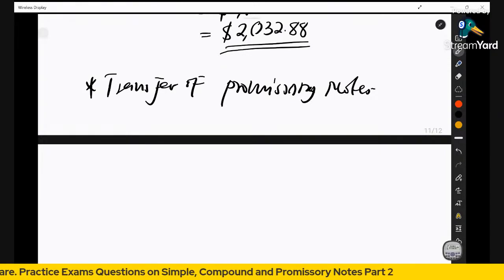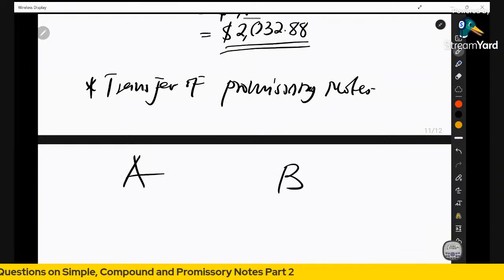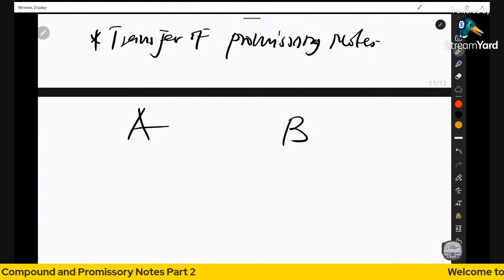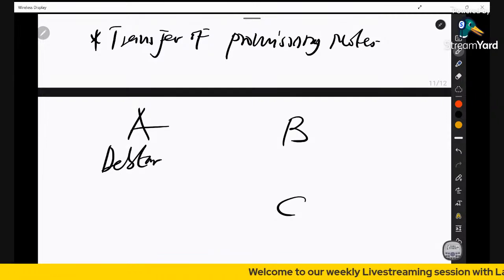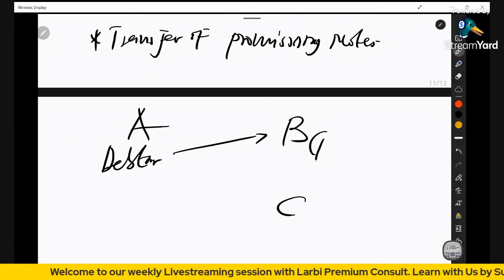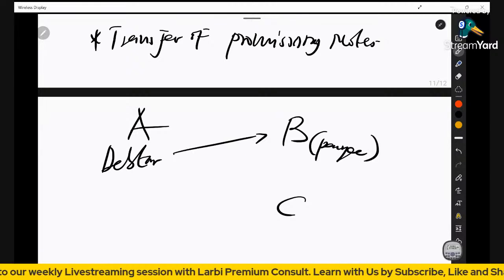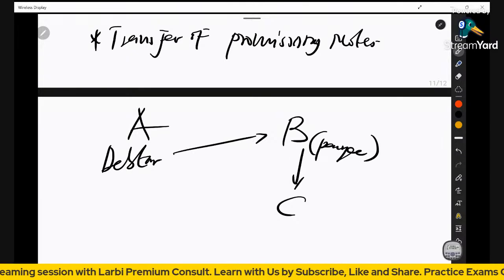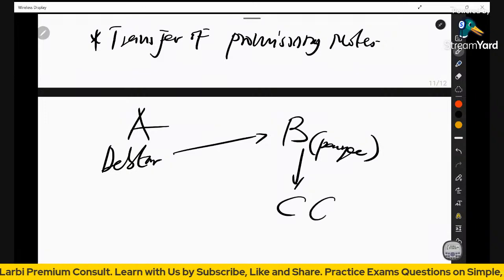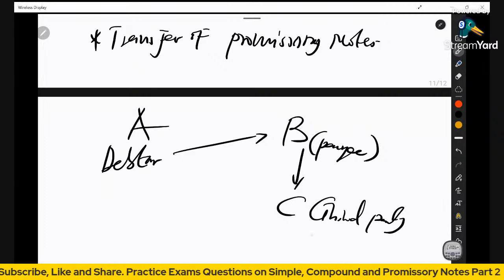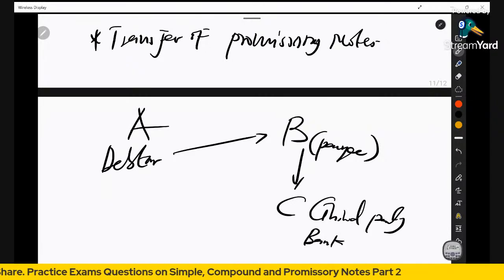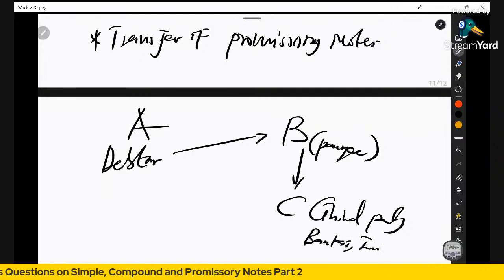So we have party A, party B, and party C. Party A is the debtor of the note who actually issued the note and then sent it to party B, who is the payee of the note. And since party B cannot wait, he will then transfer the note to another party called the third party. And this third party can be in the form of banks, investment companies or investment institutions, and so on and so forth.